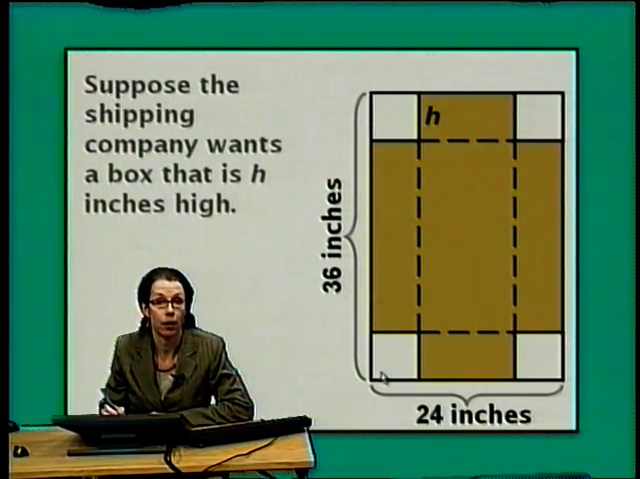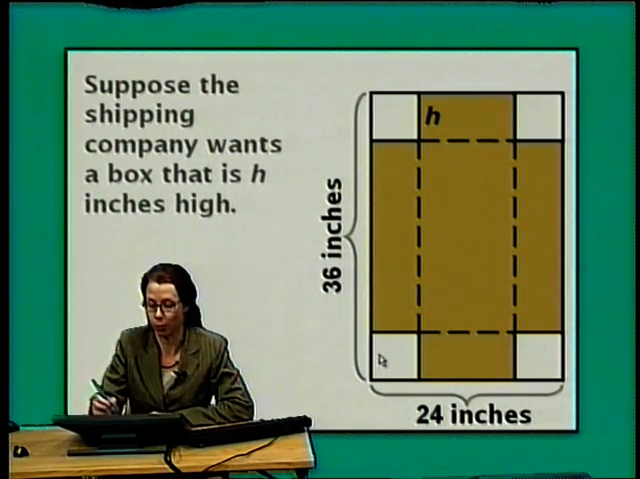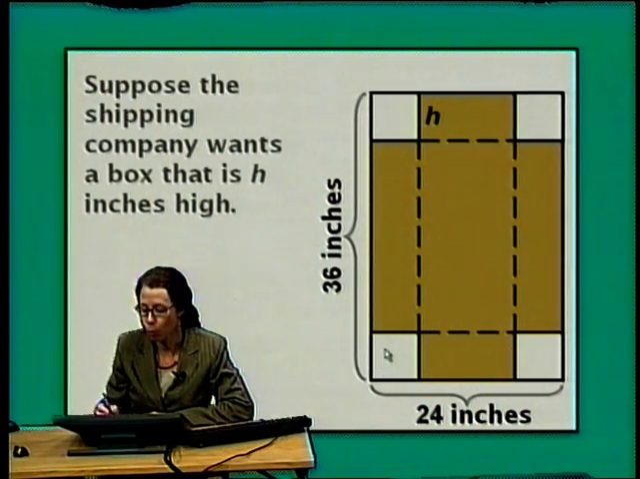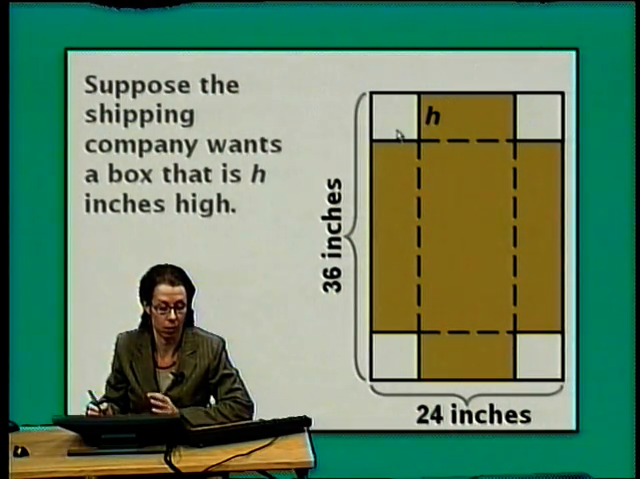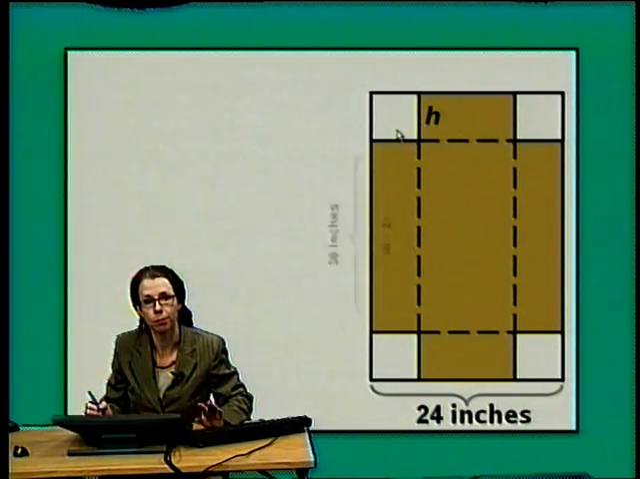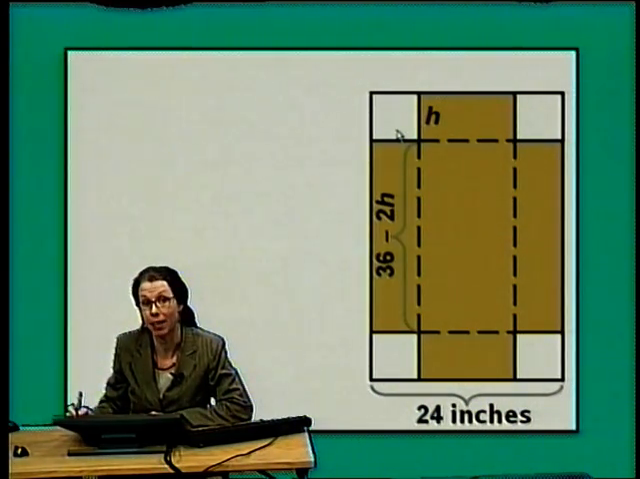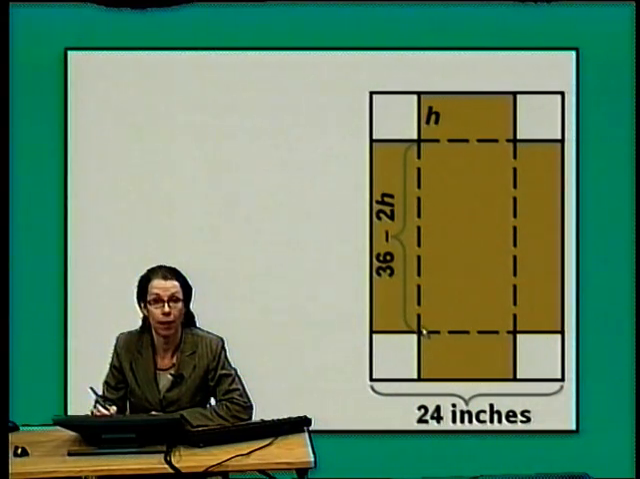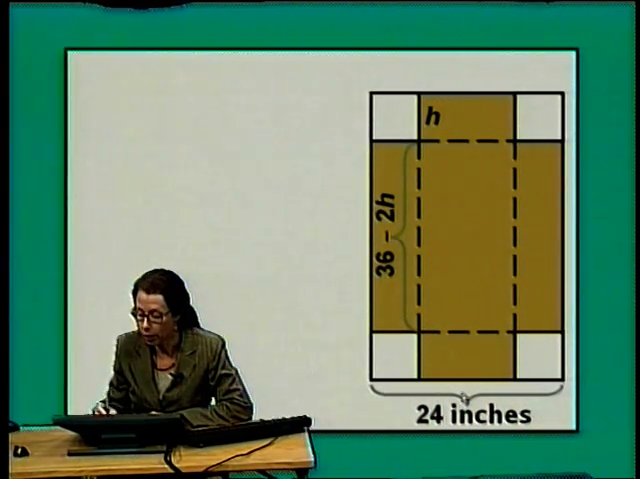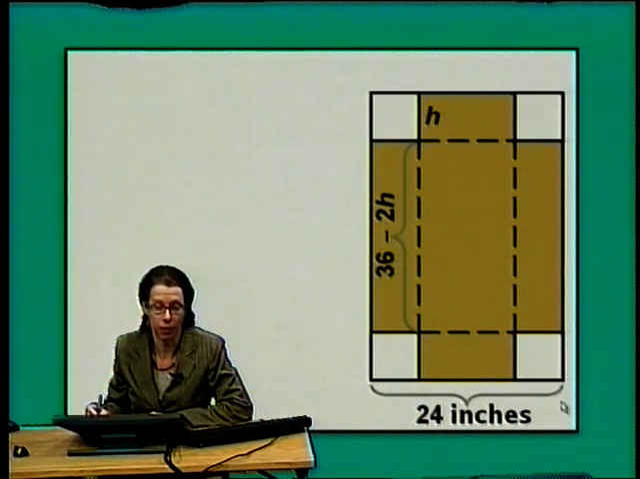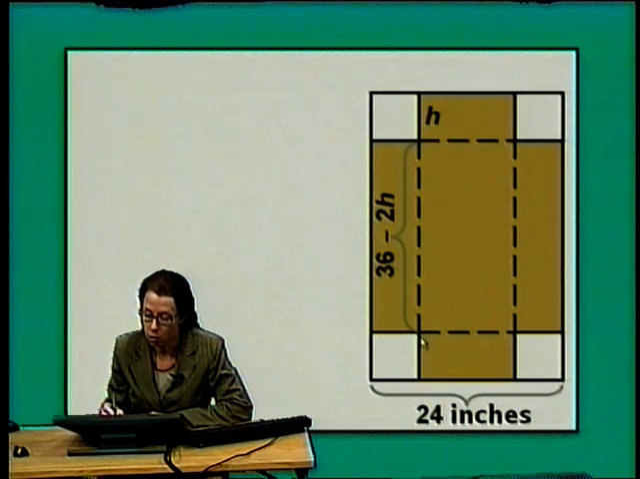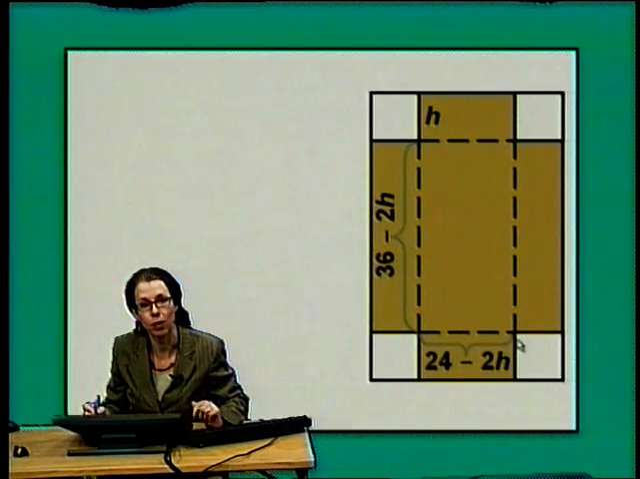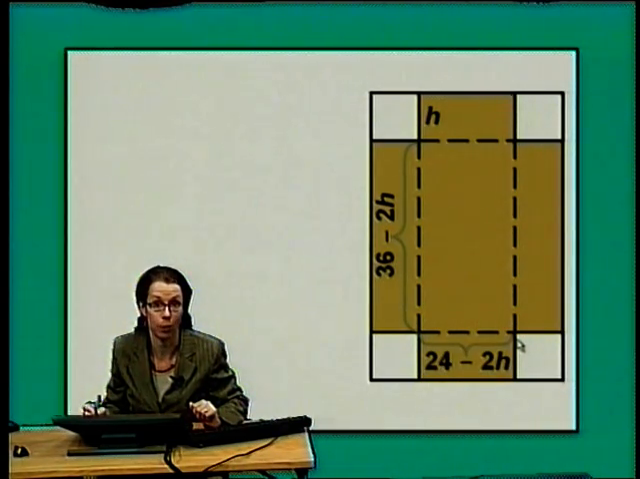Originally, we had 36 inches of cardboard, or a side was 36 inches. And what we did is we cut out these corners, which were h inches square. So what I'm left with is 36 minus 2h as the length of the actual box. Same sort of argument applies to the width. We started out with 24 inches, but we cut out these 2 squares. So we're interested in just this length for the width of our box, and that's going to be 24 minus 2h.